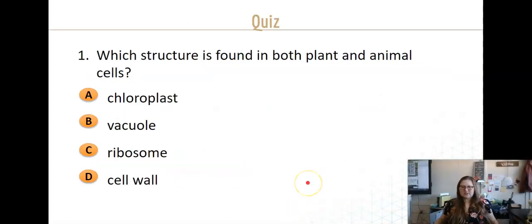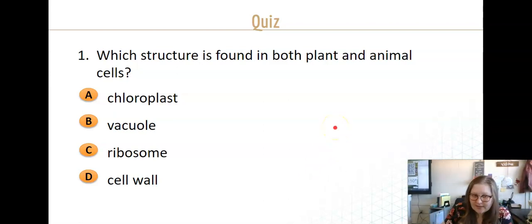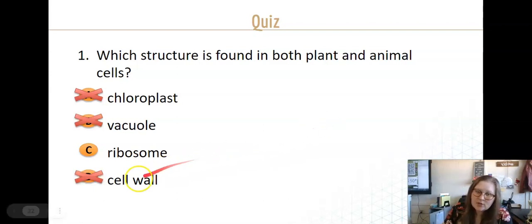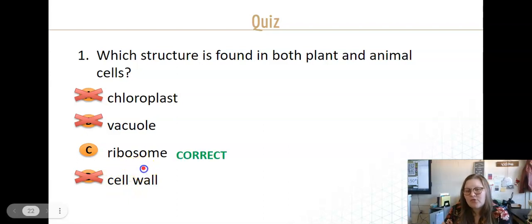All right, review question time. So first one is, which structure is found in both plant and animal cells? Always. Not just sometimes, but always. Not chloroplast, that would be a plant. Most vacuoles are in plants, and not a cell wall, that is plants only. It would be a ribosome, are found in both.